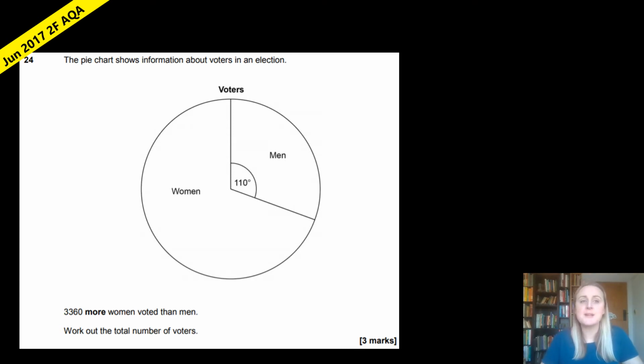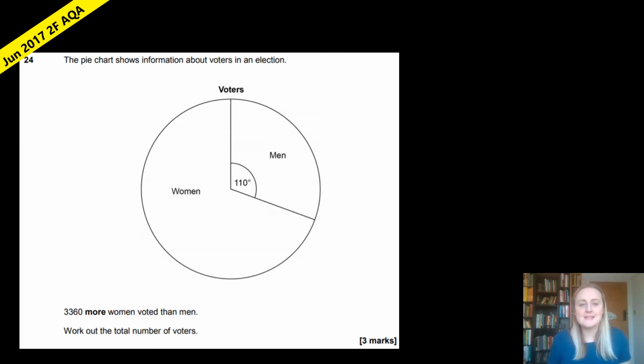If you have a look at this question, which is quite typical, we have this split between men and women. The men's section is labelled with an angle, which means that students can work out what the angle for the women's section is pretty easily. They need to know one angle fact for that. They need to do 360, take away 110, and they'll have that angle. And that is the easy mark in this question.